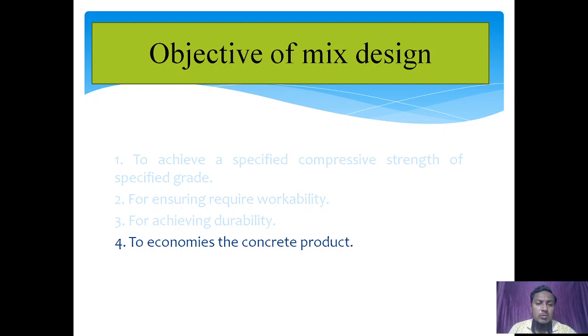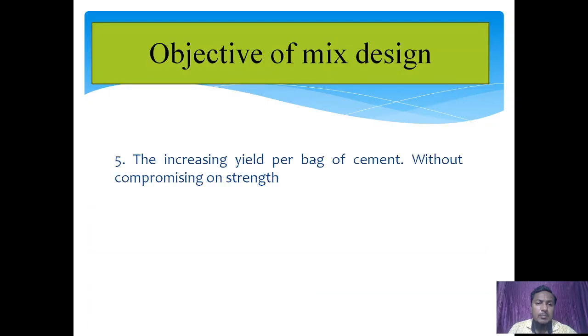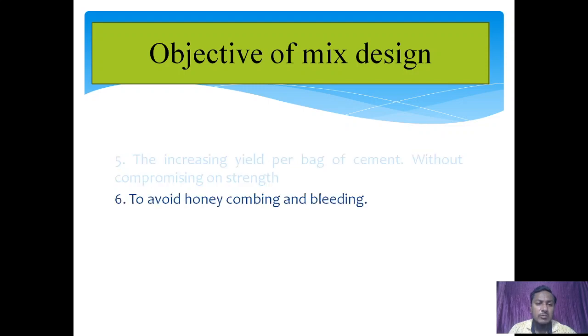Next one, to economize the concrete product, as you know that concrete is used after consumption of water. So you have to reduce the cost of that concrete. Next one, increasing the yield per bag of cement without compromising on strength. You can increase the cement content while designing without compromising on strength. This is one of the objectives.